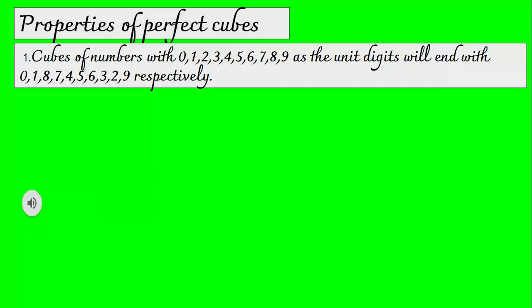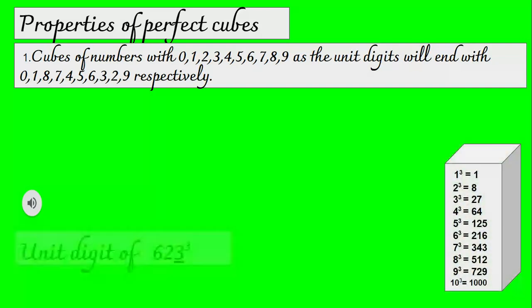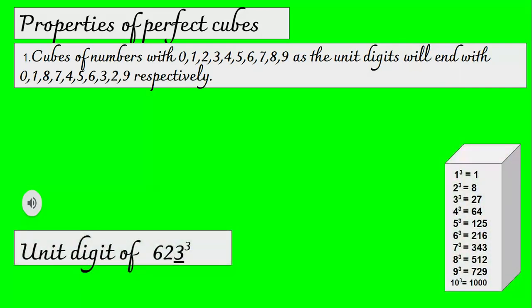So, what I try to say is, let's say I have given you some big number, like 623 cube. And if I ask you, can you tell me the result would end in what digit? That is, what would be the unit digit of its cube? Now, it's very difficult to tell because you just can't orally do the multiplication of 623 into 623 into 623, isn't it? That's very difficult.